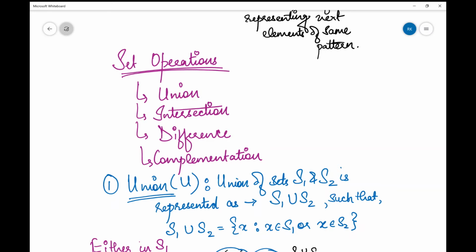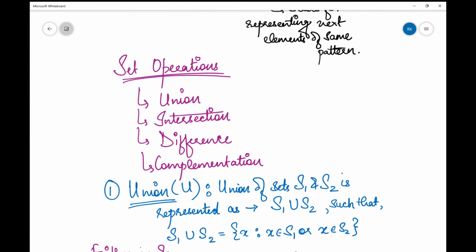Union basically means when you need to combine the elements of two sets, nothing more than that. You're just combining the elements in two sets. But another thing is no element in the set is repeated. So if there is any element which is occurring in both the sets, let's say in A and B, then I'll just write them once. That is the only thing you need to take care of.